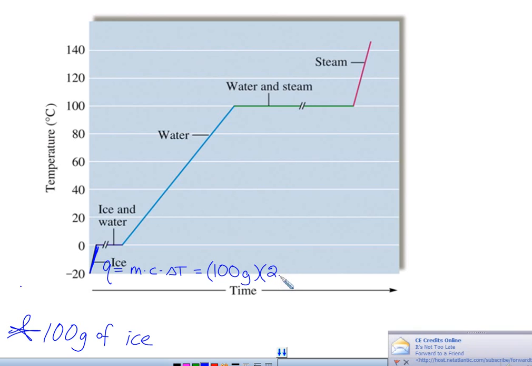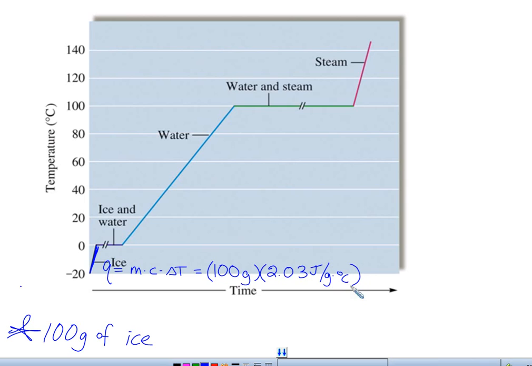It's 2.03 joules per gram degree Celsius would be the unit. And again, that would mean that it takes about 2 joules of energy to raise 1 gram of ice up 1 degree. Well, I have 100 grams, so I multiply that by the mass. And we're going to go 20 degrees, so we multiply it by the temperature change. And we should maybe make note of that.